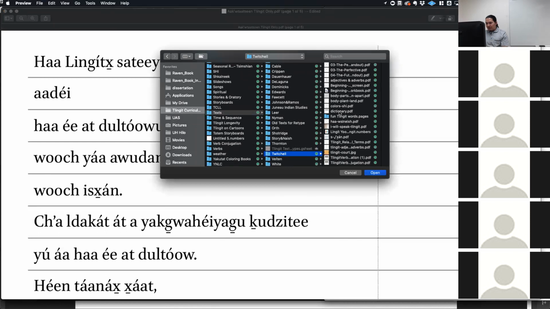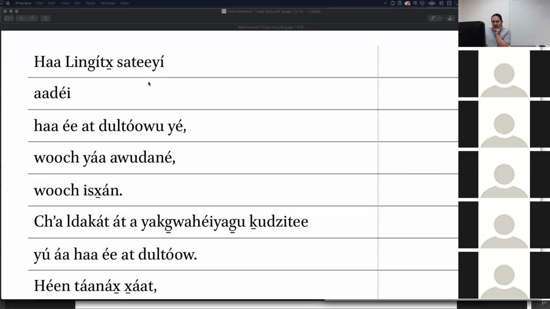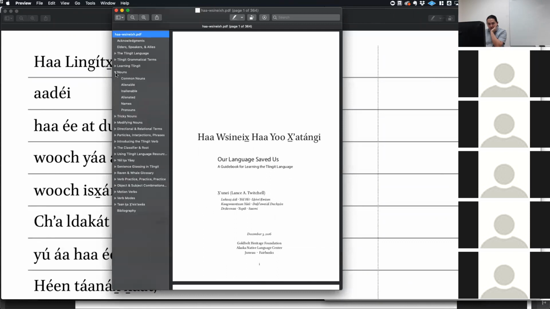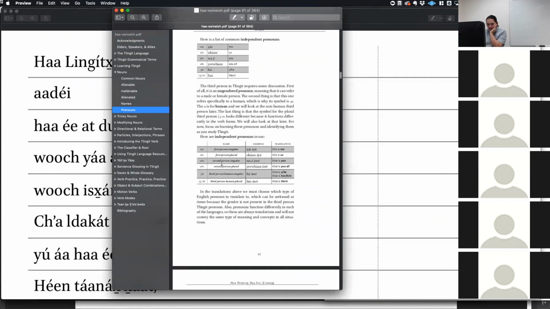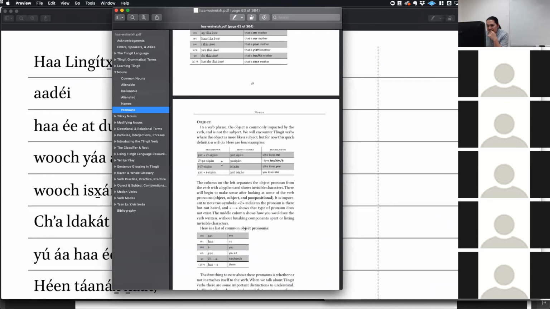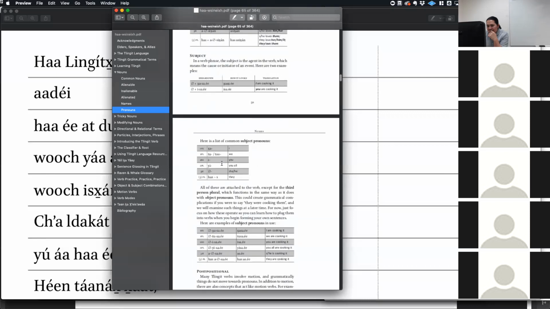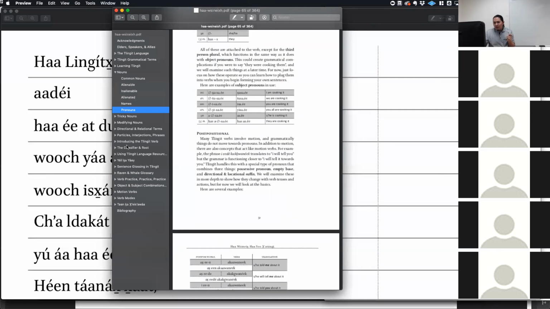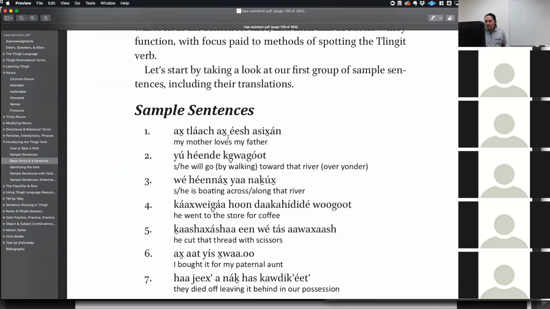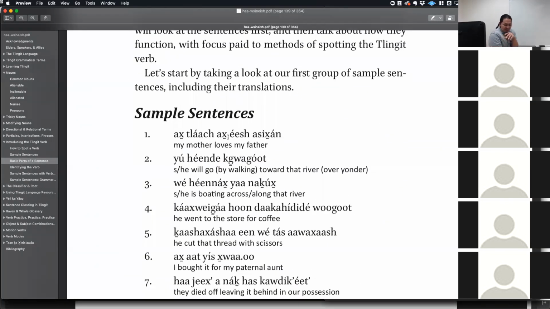So for example, I think this is in Wsineix, ʼatángi. Let me try and find the section where I had this. I don't think it's in the... Okay, I had to find it. So, yeah, basically, I don't think I'll be able to find it right now, but it's in one of these chapters. I'll find which one it is.